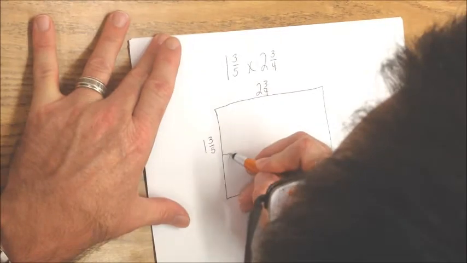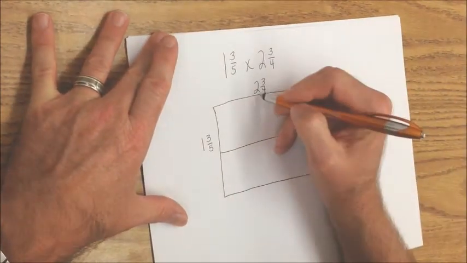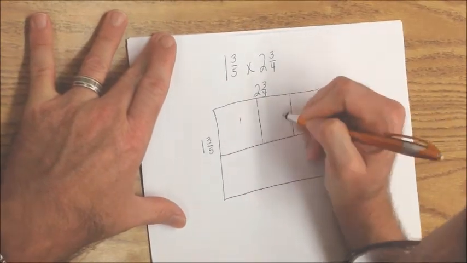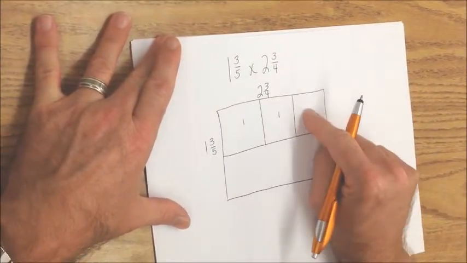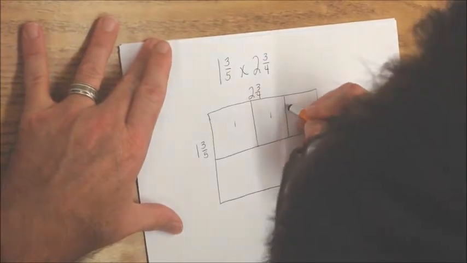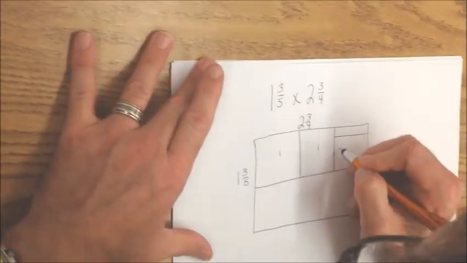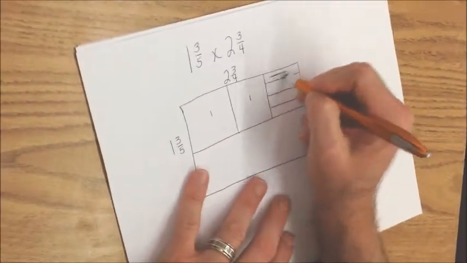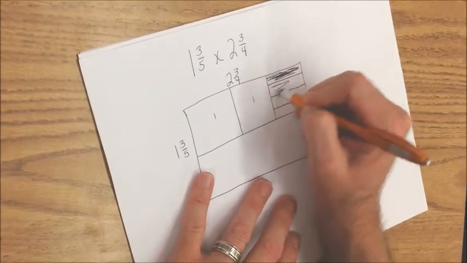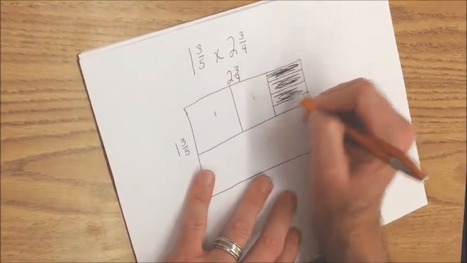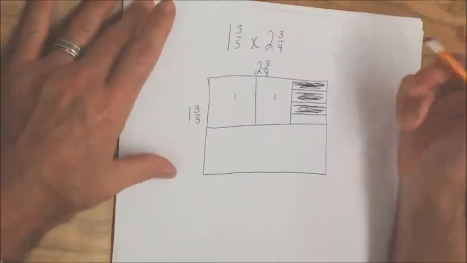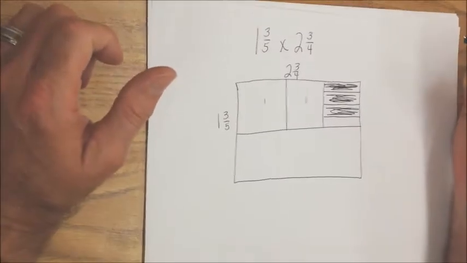So I'm going to split this rectangle in half and show there's 1, here's my 2, 1, 2, and then I need to show 3/4 over here. So I'm going to divide this whole into quarters, and even though they're not exactly equal parts, it's simply a representation, and I'm going to shade in 2/4, 3/4. I have 1/4, 2/4, 3/4. 1/4 is not shaded. So that's showing one group of 2 3/4.